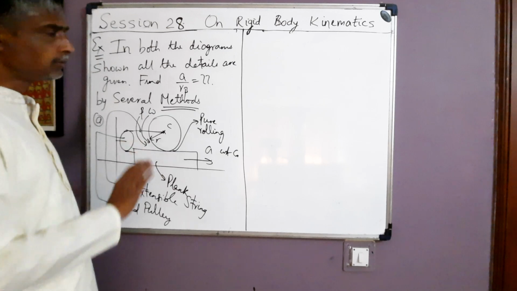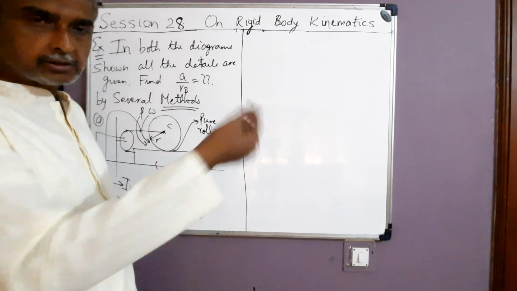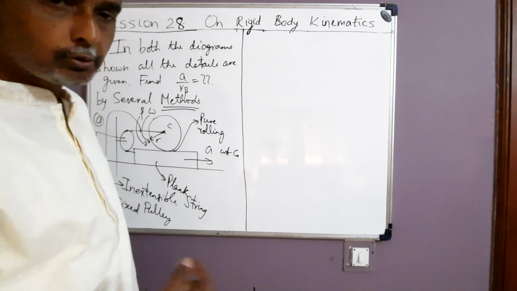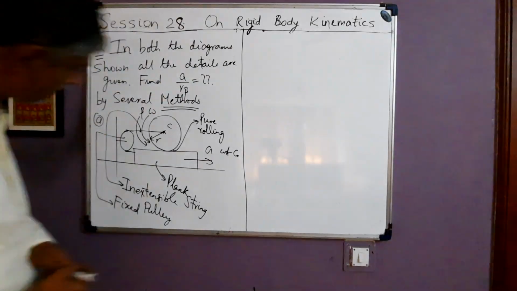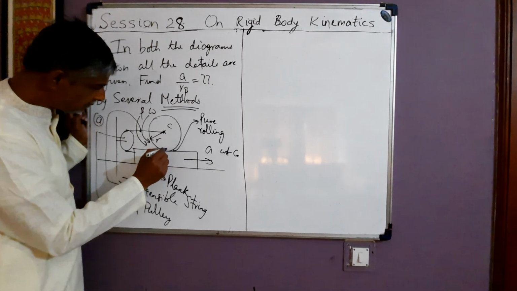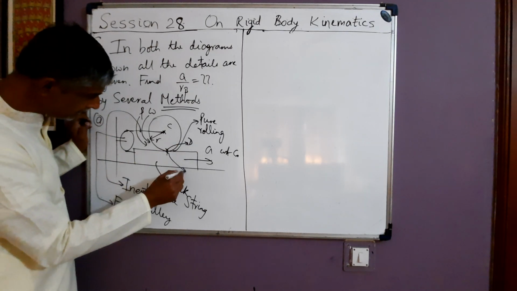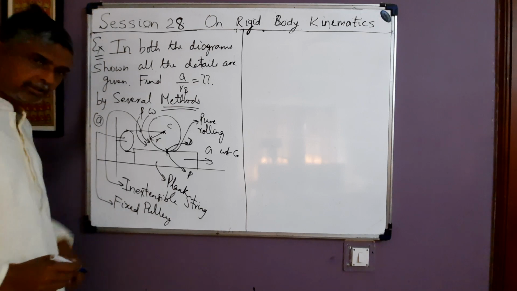I'll solve it just by 2 different methods. Remaining 2 you solve on your own. In case you have some difficulty, write it down in the comment box. I'll look into it and explain it. Fine. So first of all, this is the material point D of the drum, which is in contact with the material point P of the plank. Alright, fine.